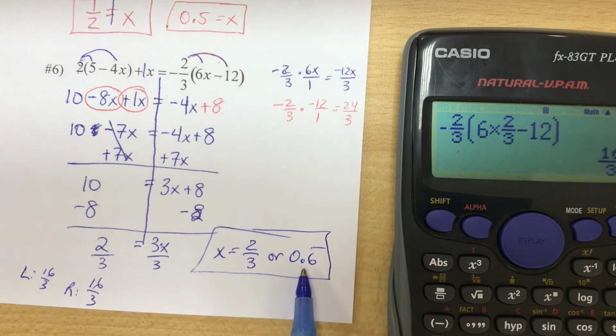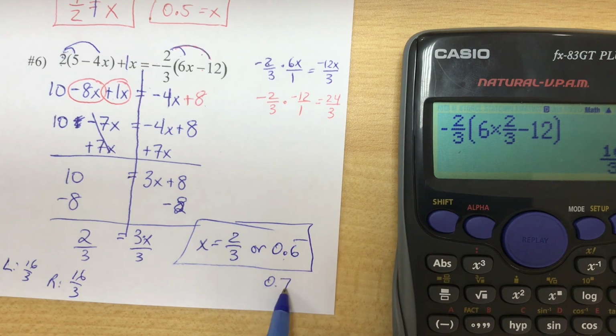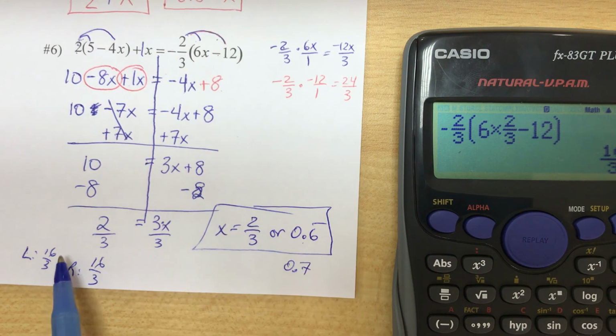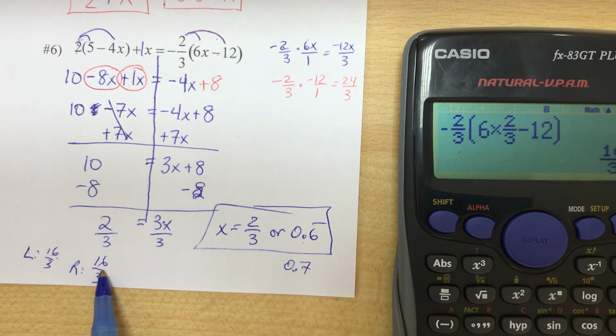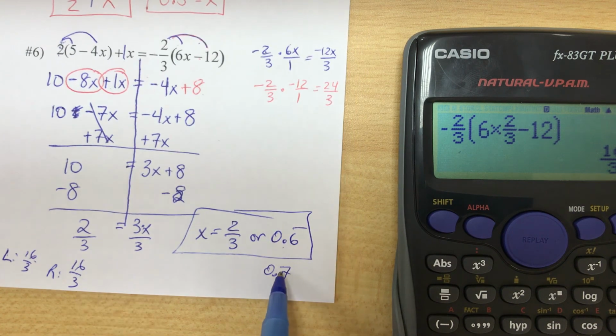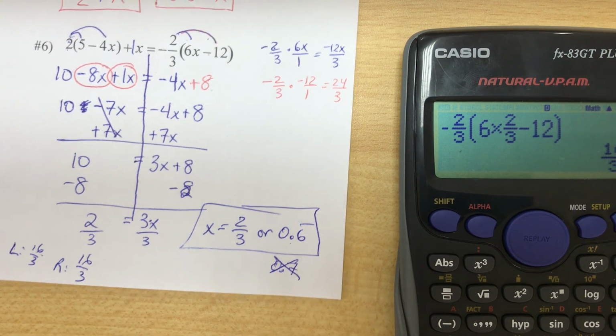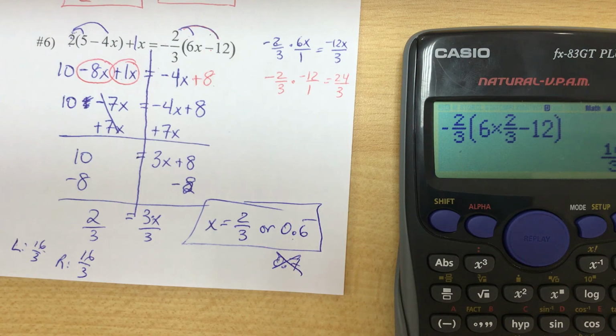The reason why we don't round is that if you try to do 0.7, this will not be exact. These will not be the same. They'll be close, but they won't be the same. So we don't want to round that solution. And that is the end of part 1.